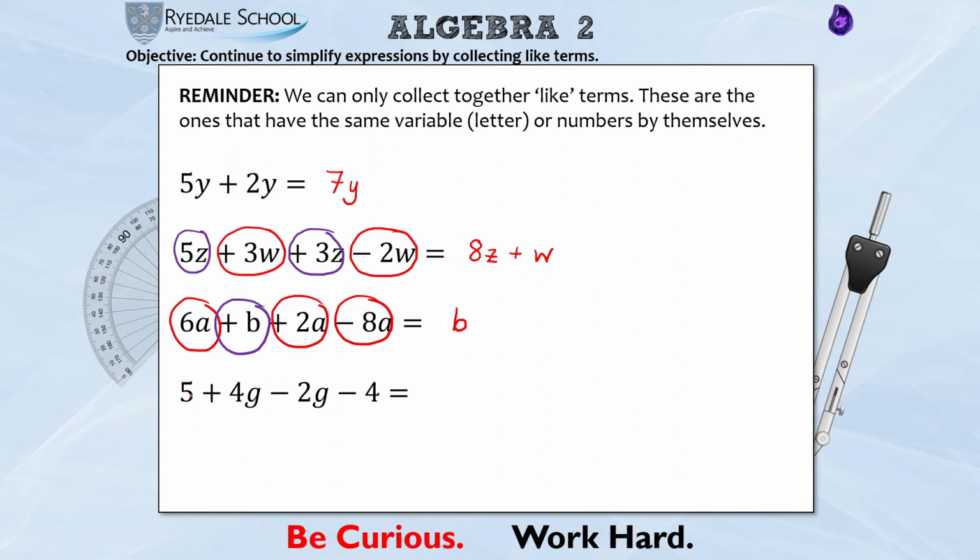And then in the final quick reminder, I've got some pure numbers by themselves. I've got a 5 and a take away 4. And then I can also see I've got a plus 4g and a take away 2g. So let's do the numbers first. 5 take away 4 is 1. And then looking at the g's, I've got plus 4g, take away 2g, and that is 2g's.